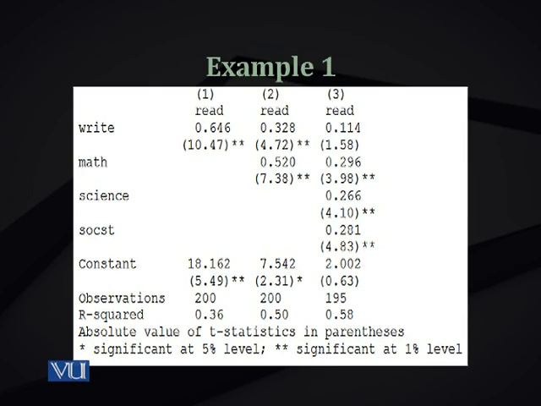Then you have a constant. Again, the same structure. So in model 1, you have fewer independent variables. In model 2, you have all the independent variables. Below, you have the values of R square and the number of observations.